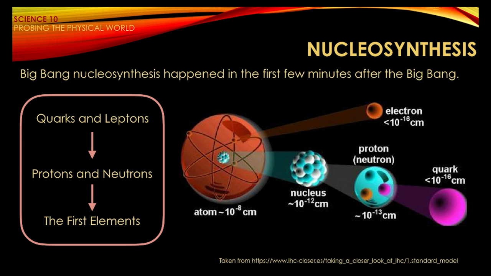As the temperature continued to decrease due to the expansion of the universe, these fundamental particles were then able to interact and combine to form the atomic particles, namely the neutrons and the protons. With a further continued decrease in temperature, these atomic particles interact with one another to form the first two elements in the universe, helium and hydrogen.